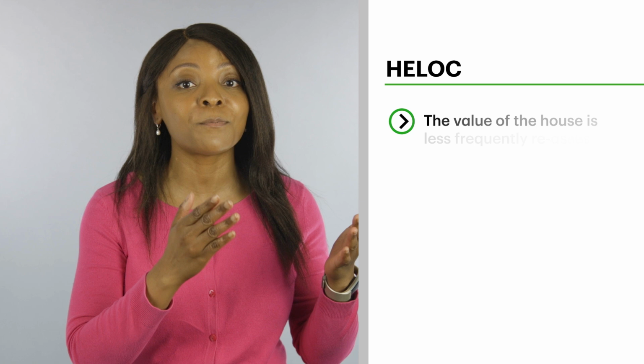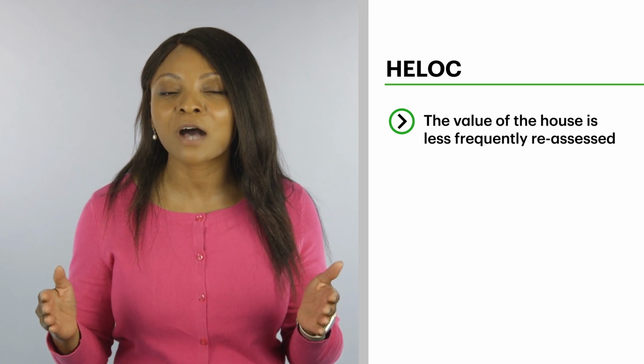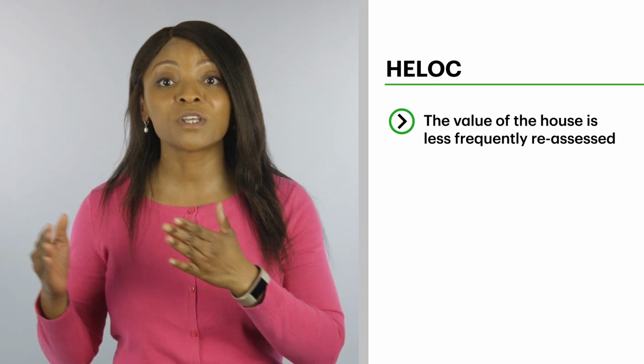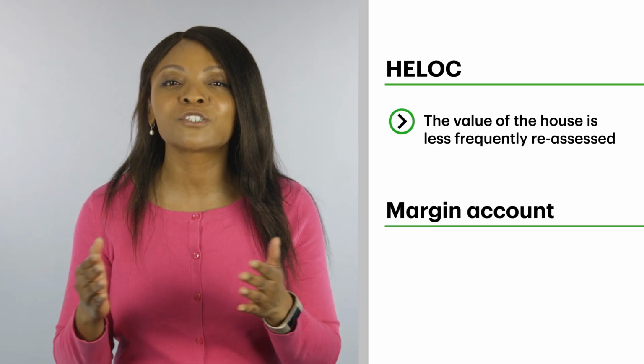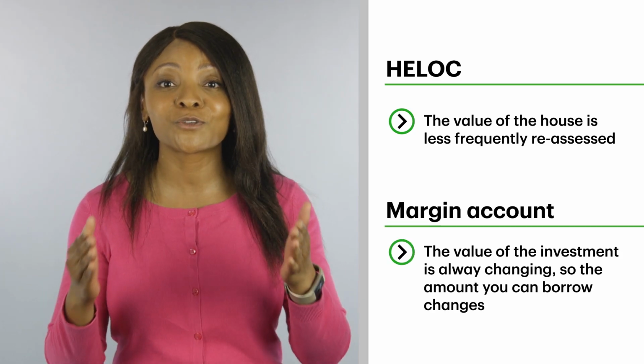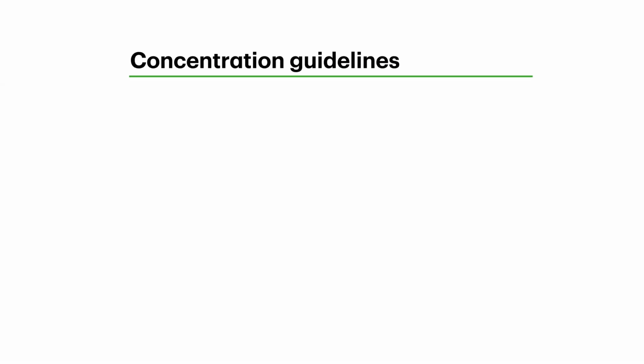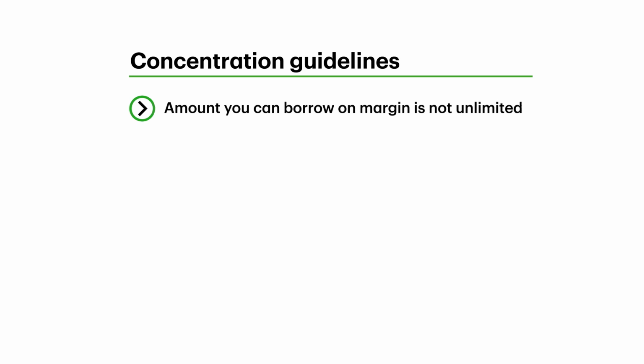This is where the similarities between a margin account and a HELOC end. They differ when it comes to how often the loan amount changes in value. With a HELOC, if the value of your house goes up or down, the value of the house used for the loan tends to be less frequently reassessed. With a margin account, your investments are always changing in value, so the amount you can borrow can change daily, at a minimum.